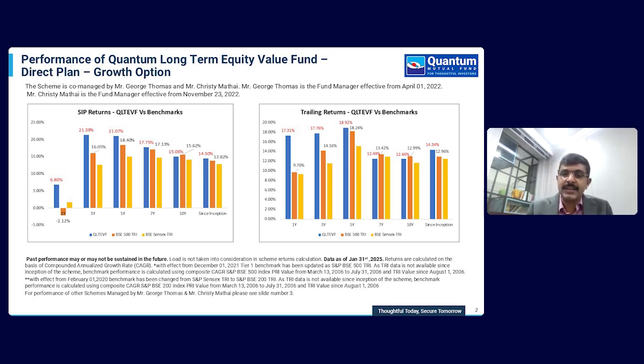So when translating this to long-term return potential, the possibility is that the SIP returns, or if you are a patient investor investing continuously for longer periods of time, your experience is likely to be reasonable. So in this chart, you can see the SIP returns and the trailing returns of Quantum Long-Term Equity Value Fund versus its benchmark. So generally what we have seen is the SIP returns tend to be reasonably good over long periods of time. You take a 3-year return or a 5-year return, or any period for that matter.